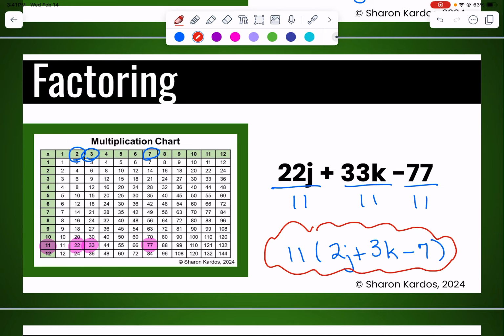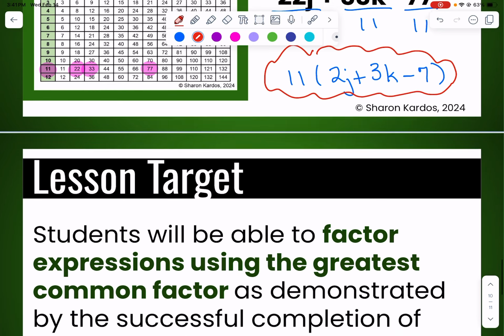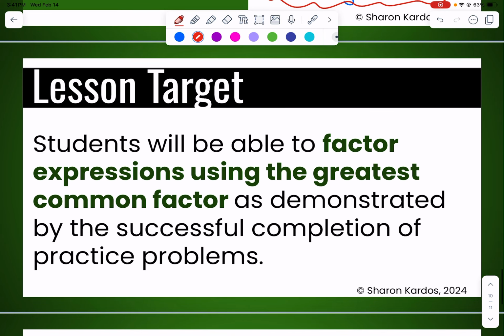All right, and that's all there is to factoring. So we did complete our learning target for today. We learned how to factor expressions using the greatest common factor.